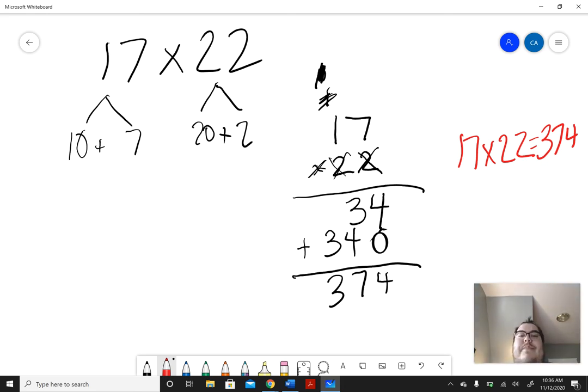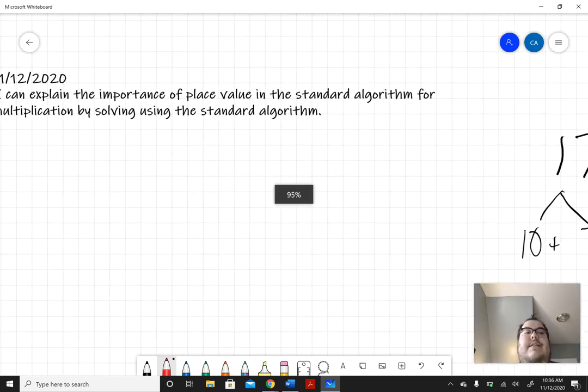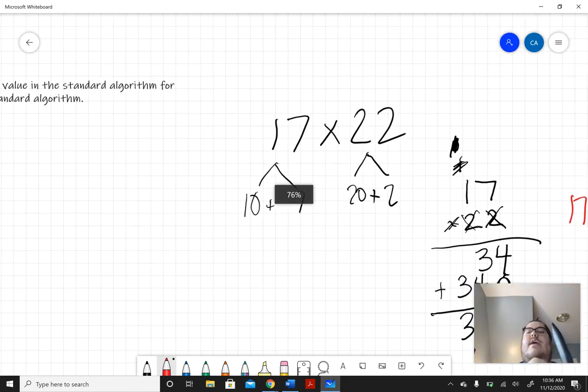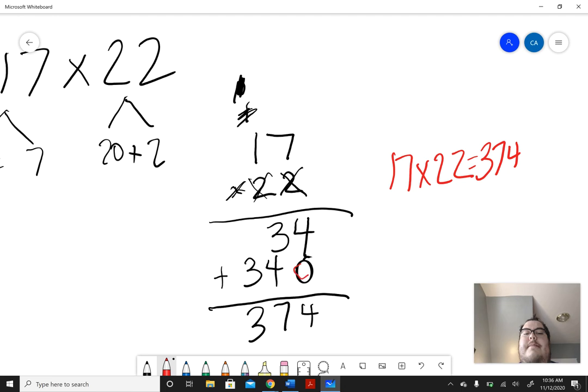So there we go. All right. Let's double check our objective for today. It says, I can explain the importance of place value in the standard algorithm for multiplication by solving using standard algorithm. I think we did that, especially when we had that conversation about why this 0 is here. Double check with your teacher. Teacher, have one more check for understanding with your students. Why is that 0 there? And then let's move on to our Seesaw activity.